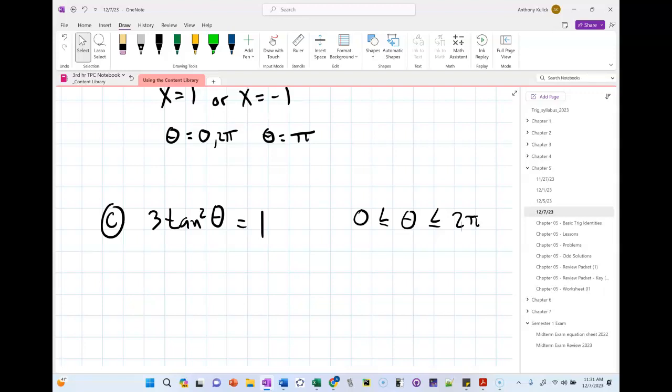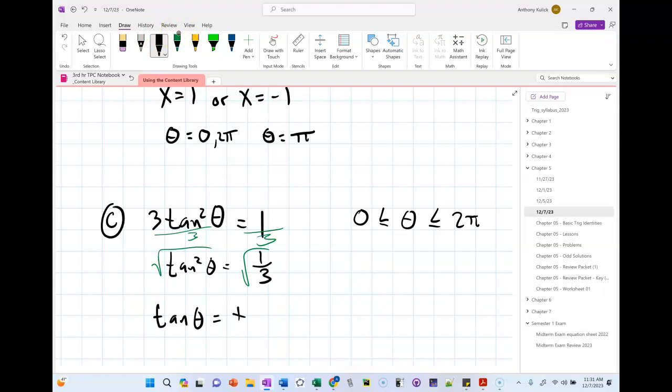Okay. What do we want to start by doing? Okay, getting a tangent by itself. So we'll divide both sides by 3 to start. Okay, great. Then what? What do we have to remember when we square root both sides? Plus or minus.